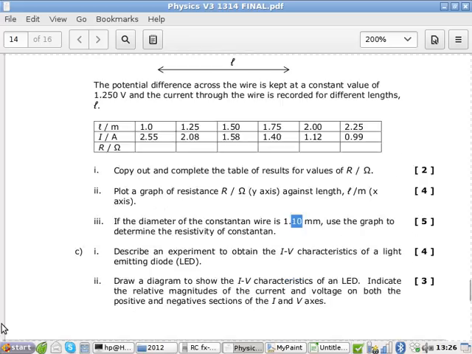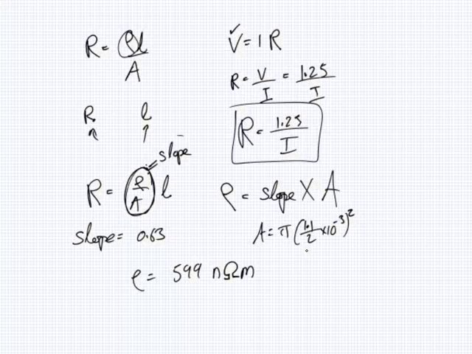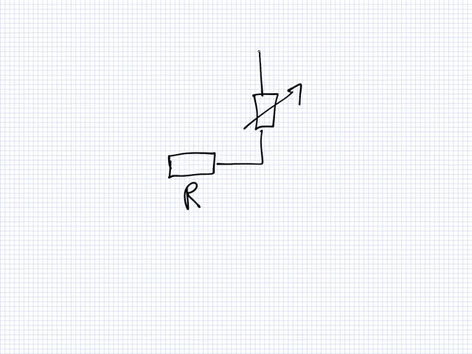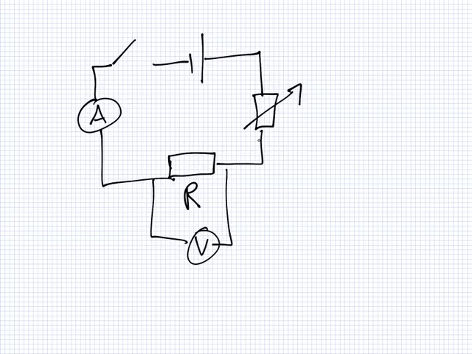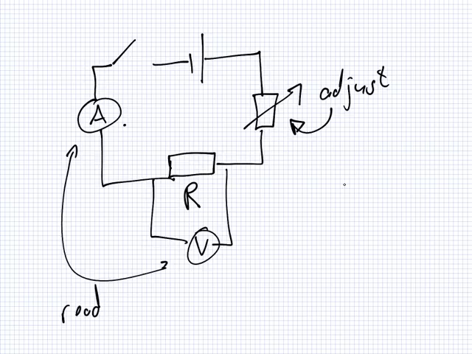You can put one: describe an experiment to get the IV characteristic. Now you actually did this experiment. This is the one where you have the resistor, you have a variable resistor, you have the power supply, you have a switch, you have an ammeter, and then you have the voltmeter, and then you adjust this here, and then you read these, and then you make a graph where this is I and this is V, and the slope is 1 over R.